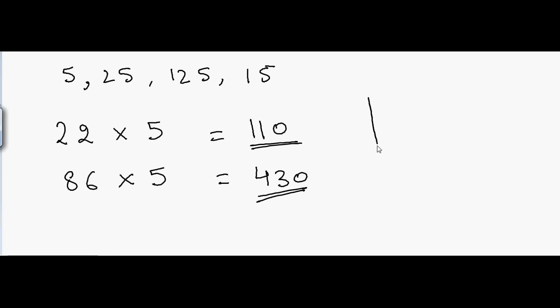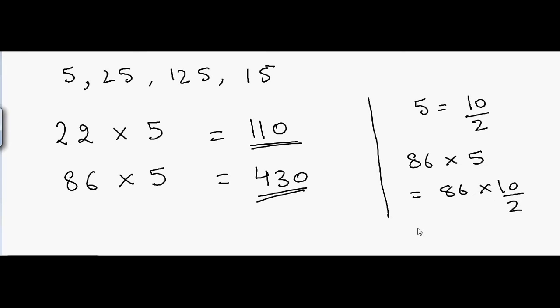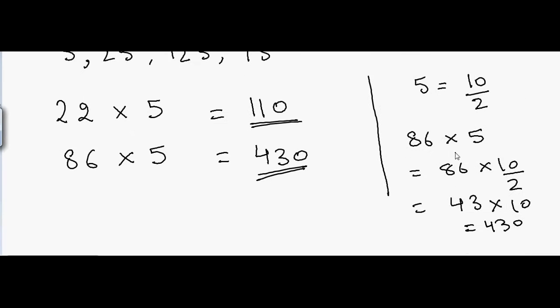So this is the concept. The concept is very easy. 5 is equal to 10 divided by 2. So if I multiply 86 by 5, that is equal to 86 into 10 divided by 2, so that will be equal to 43 into 10, which is 430. As you can see, this is nothing new, and most people already know this, but we don't remember these concepts when we are doing calculations in the exam or in the market. So it's very handy if you remember this kind of concepts.